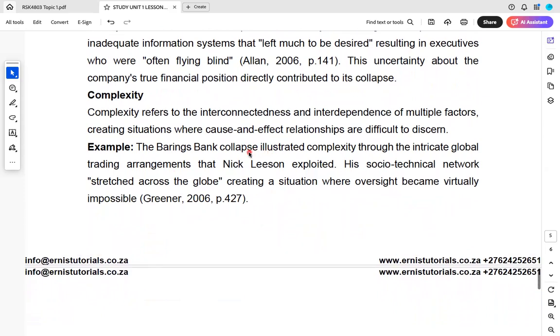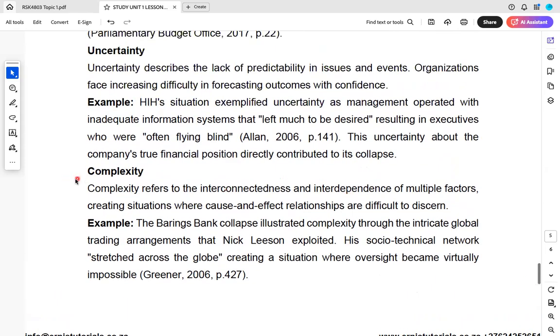We can also look at the case studies with the Barings Bank collapse. It illustrated complexity through intricate global trading arrangements that Nick Leeson exploited. His network stretched across the globe, creating a situation where oversight became virtually impossible. Complexity can even be seen in the Comair issue, whereby the failure of flights in the US, I'm sure, affected connecting flights, whereby passengers couldn't connect to flights of other airlines. Those airlines maybe had to help their customers and communicate what was happening.